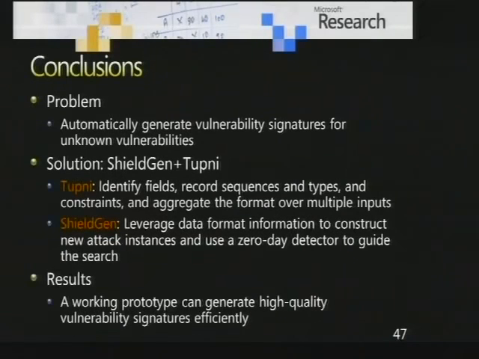Okay, so let me conclude my talk. Today I presented the problem of automatically generating vulnerability signatures for unknown vulnerabilities. The solution is to combine two systems together: one is Shieldgen, the other is Tupni. Tupni can reverse engineer the input format by identifying fields, record sequences, record types, and constraints, and aggregate them together. And Shieldgen will leverage the format of initial attack instances and construct new attack instances, and use a zero-day detector to guide the search to find the vulnerability signature.